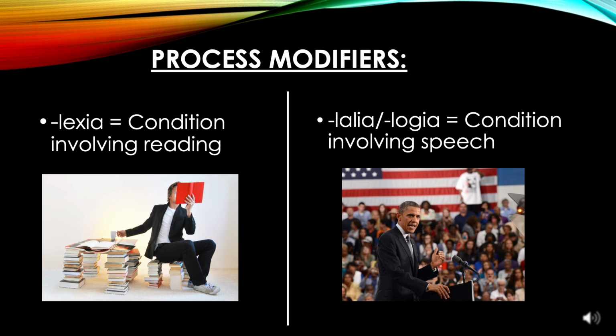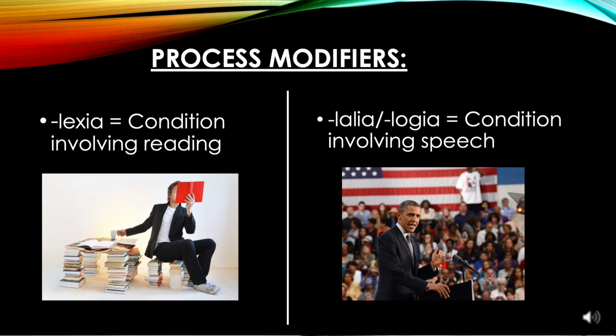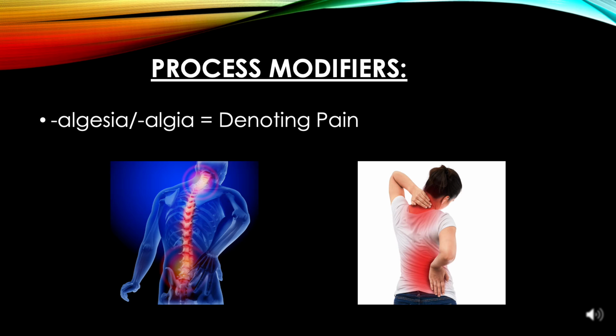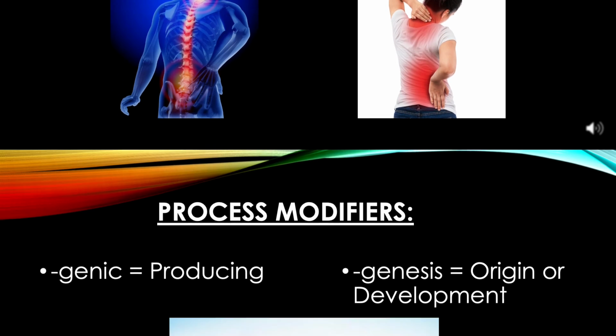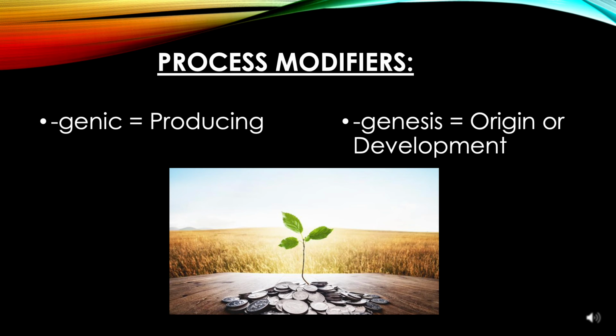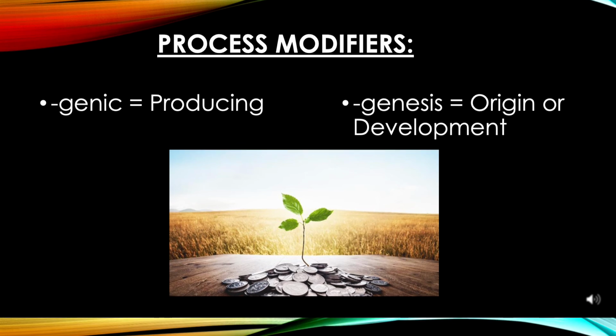Next two examples of process modifiers are lexia and lalia or logia. Lexia means condition involving reading, and lalia or logia means condition involving speech. Next example of process modifiers is algesic or algia, which means denoting pain. Next two examples of process modifiers are genic and genesis. Genic means producing, and genesis means origin or development.